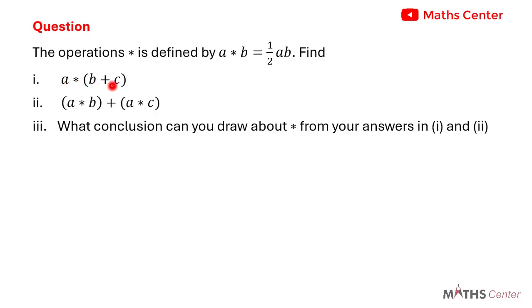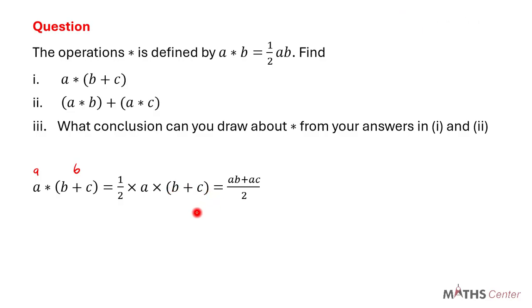A star (B + C). Let's compute for this. The definition for star is A star B is equal to half times AB. So if you want to compute for A star (B + C), it means that A will be A and B will be B + C. So when you substitute this into the definition of star, we are going to have half times A times (B + C). And when we simplify this, we are going to have (AB + AC) divided by 2.